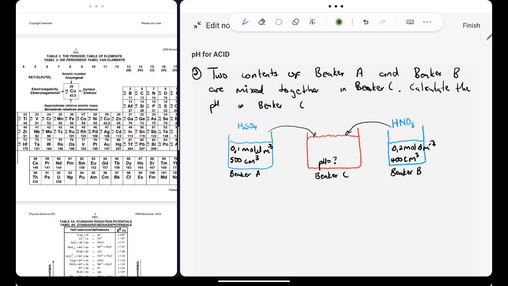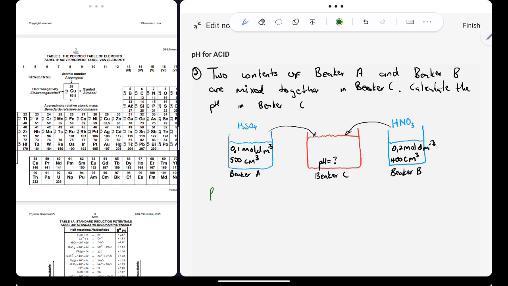So for us to find the pH, we must be able to calculate the concentration of the hydronium ions inside beaker C. For us to find concentration, it will be easy because we do know the volume in beaker C. The two volumes will add to each other here. We'll have 500 cubic centimeters plus 400, and then we'll have 900 cubic centimeters, right? And then the only thing that you are short of is to find the total number of moles of the hydronium ions present in beaker C. How can we do that?